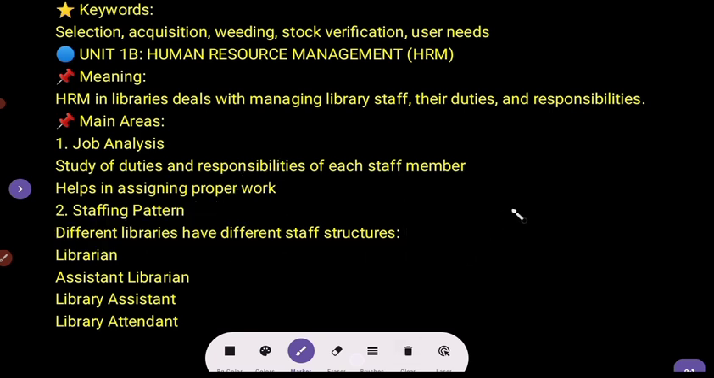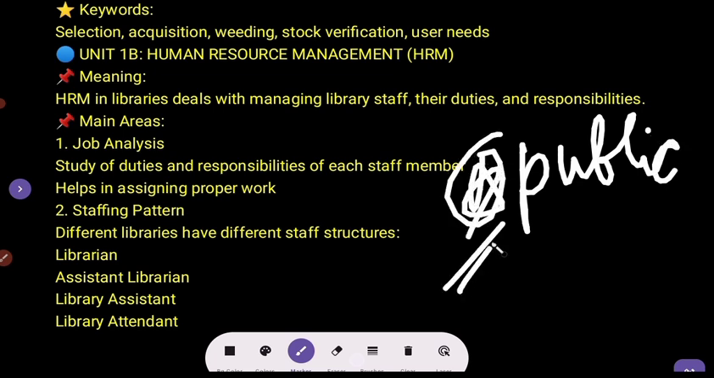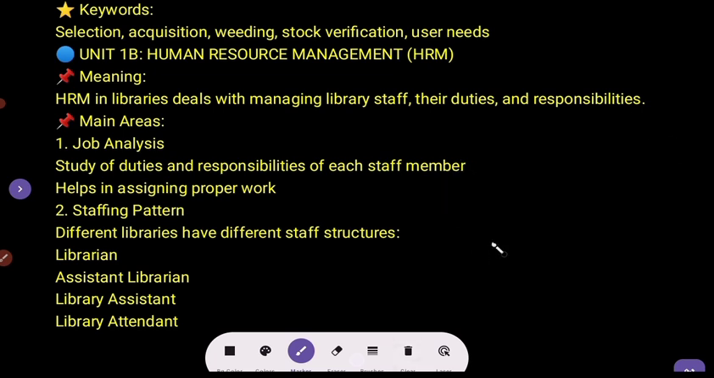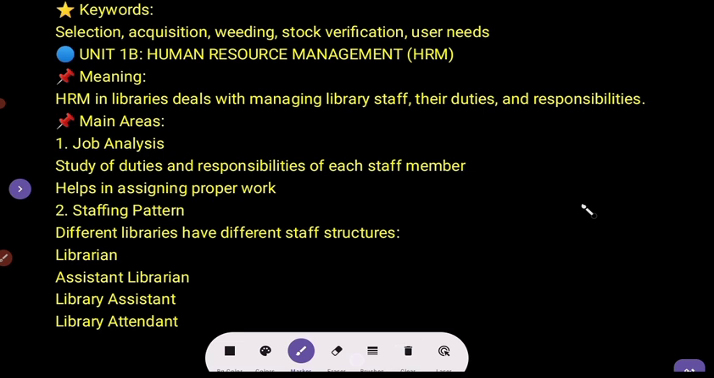We have different types of library which we already studied, like the public library, and mainly questions come for the public library only, but we have other libraries as well, like academic libraries: school, college and university. Also we have special libraries and national libraries. For all these there are different staffing patterns, but mostly it is common. Your focus should be on the public library. First of all, a librarian is a must, then assistant librarian, then library assistant, and then library attendant.